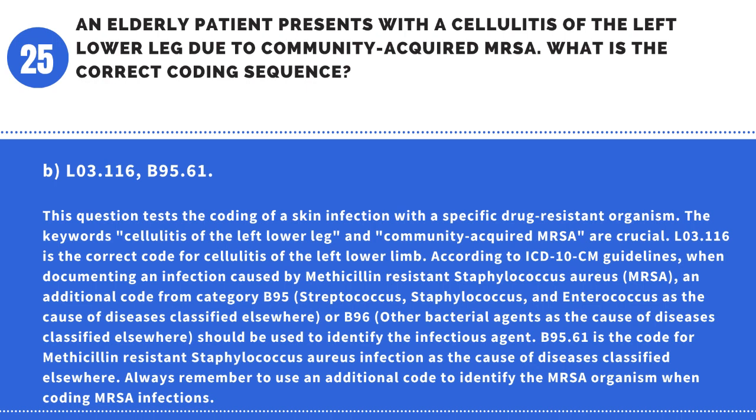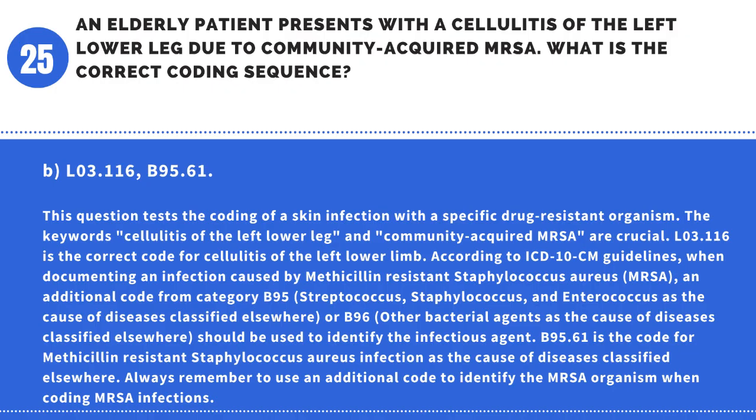L03-116, B95-61. This question tests the coding of a skin infection with a specific drug-resistant organism. The keywords cellulitis of the left lower leg and community-acquired MRSA are crucial. L03-116 is the correct code for cellulitis of the left lower limb.